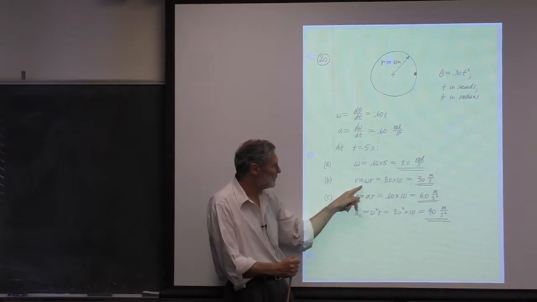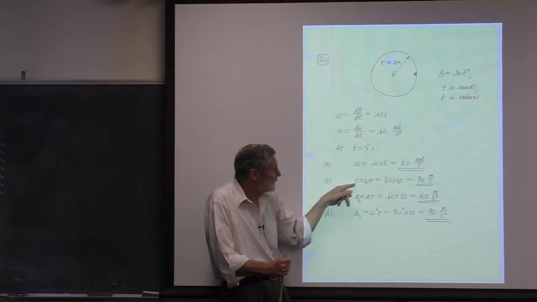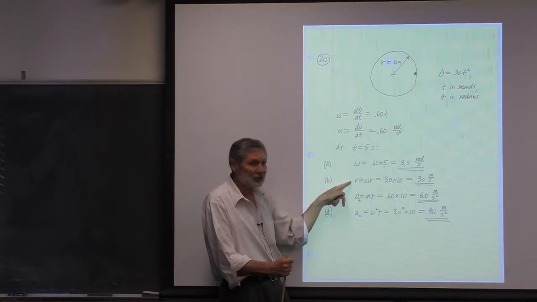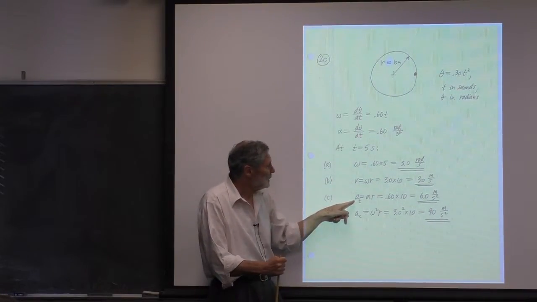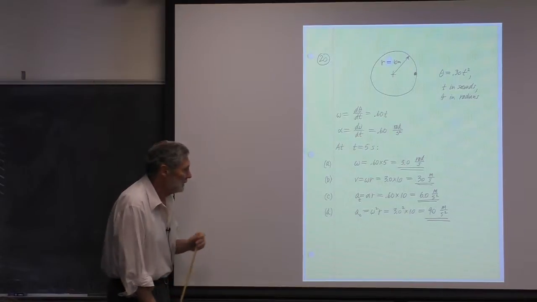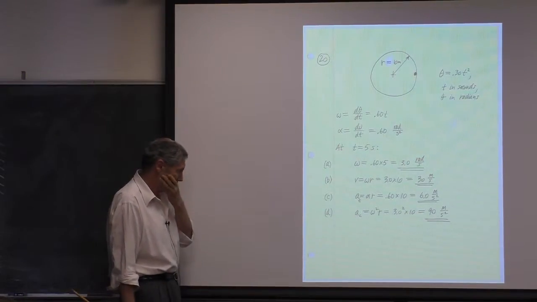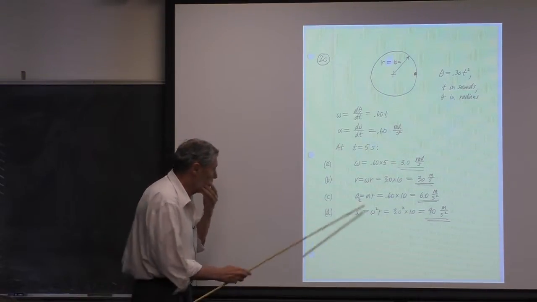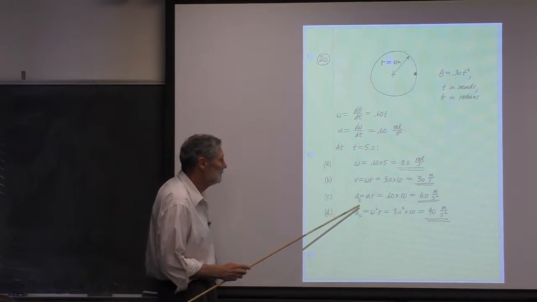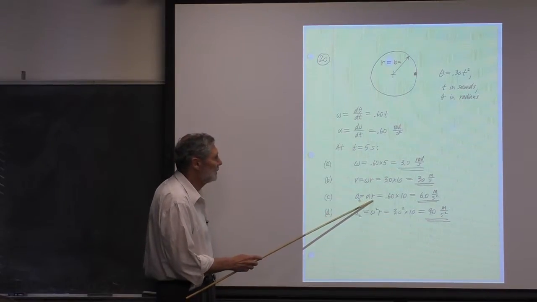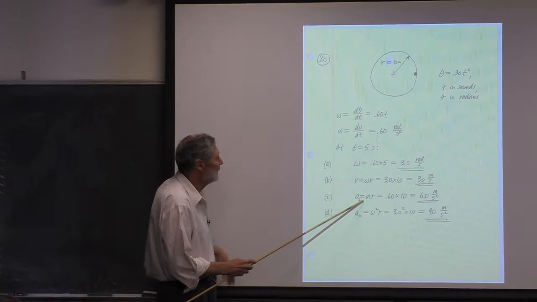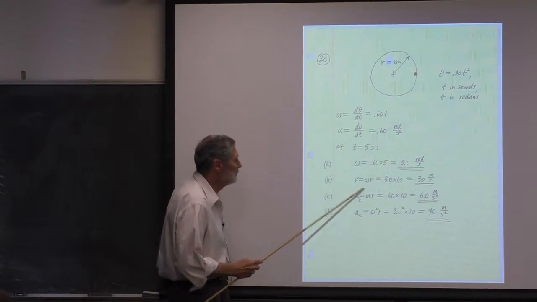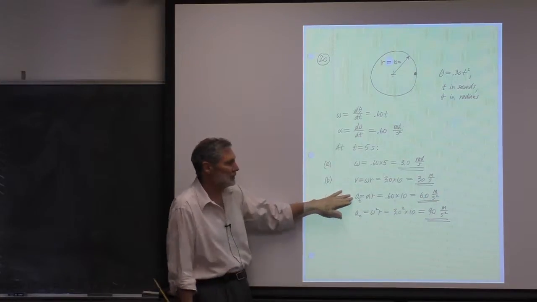The tangential acceleration: this is the speed, omega times r. We differentiate this with respect to time, and that gives us the tangential acceleration, how the speed is changing. So this is going to be alpha times r, because we just differentiate this with respect to time. And we know alpha here. Alpha is a constant, so we get this. And this is a constant, the tangential acceleration.